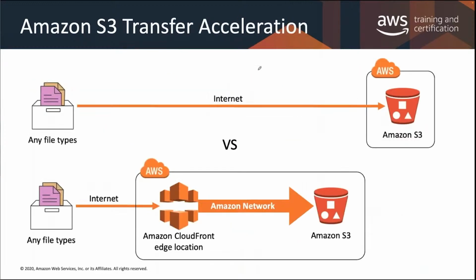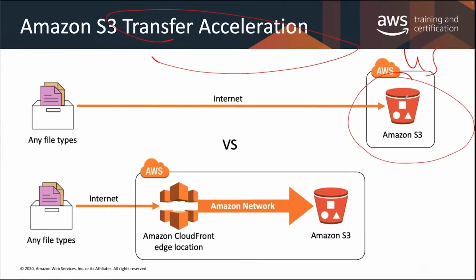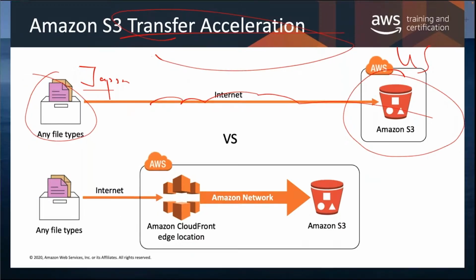Another feature is called transfer acceleration. So if your customer is far away from your region, let's say here is US, and maybe this one is from Japan, it really takes a long time for the user to upload their file through the internet. So what we can do is, if you have users around the globe, you can leverage this feature, S3 transfer acceleration. Let me show you where.